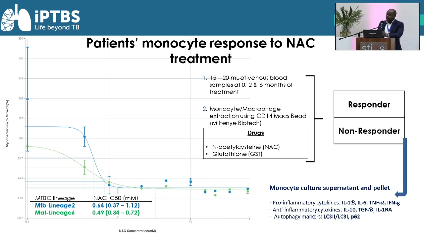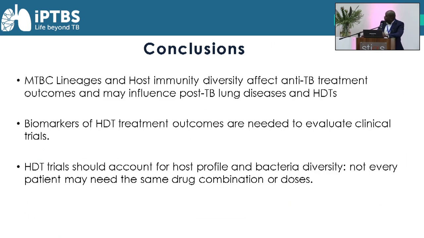You can also get samples from this and measure different cytokines that you use to correlate with the lung function outcome as a biomarker. Well, in conclusion, I hope I'll be able to convince you that it's important to look at the pathogen diversity and the host diversity because they do affect post-TB lung disease. We also need biomarkers to be able to evaluate these host-directed therapeutics. And I think clinical trials should account for patient and bacterial profile because maybe the same drug combination will not work for everyone.